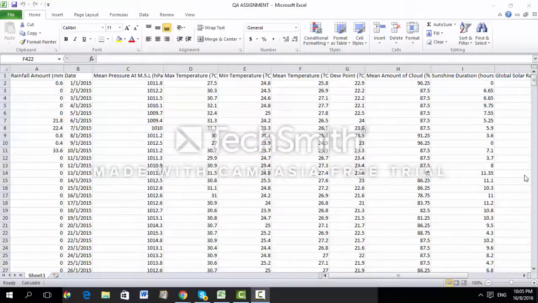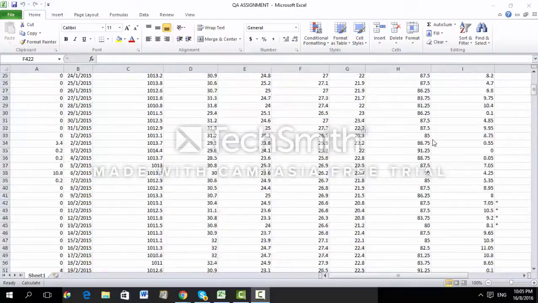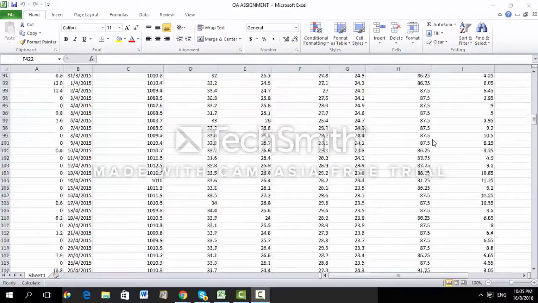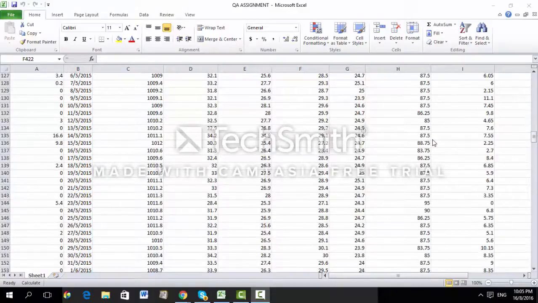Okay, so I'm going to explain how I derived all my answers. Firstly, this is my imported data, and for the first question, they said to find the median for the variable mean pressure and mean of the dew point.